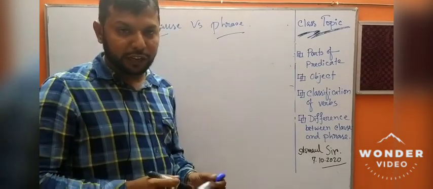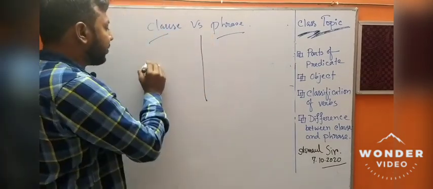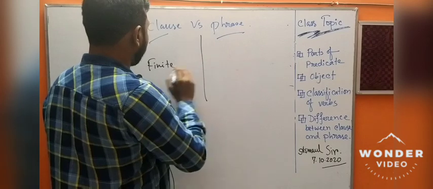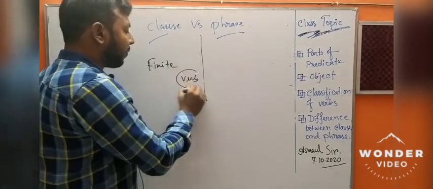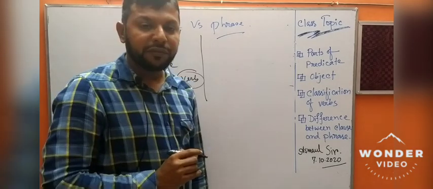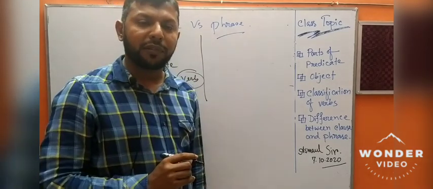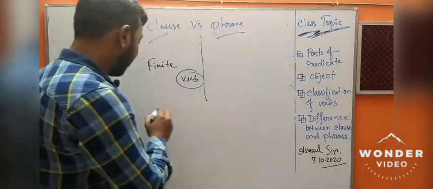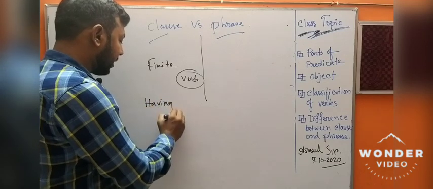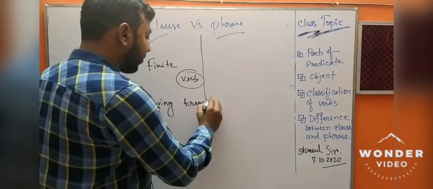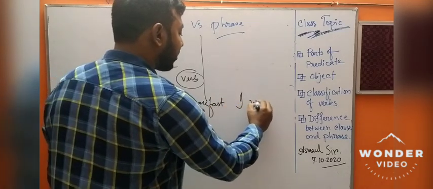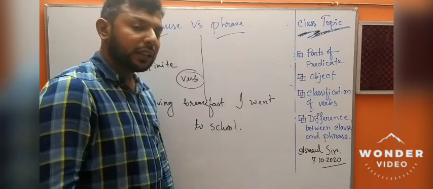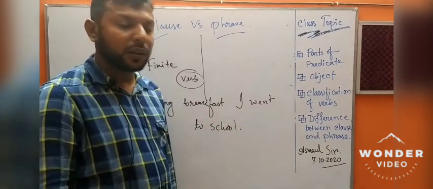The basic difference between a clause and a phrase is that there must be a finite verb. If there is a finite verb, there must be a clause. A finite verb creates a clause. For example, having breakfast, I went to school. In this sentence, the clause is the one with went.